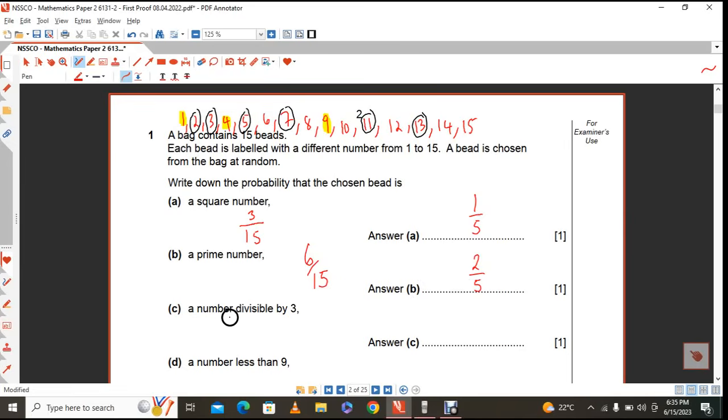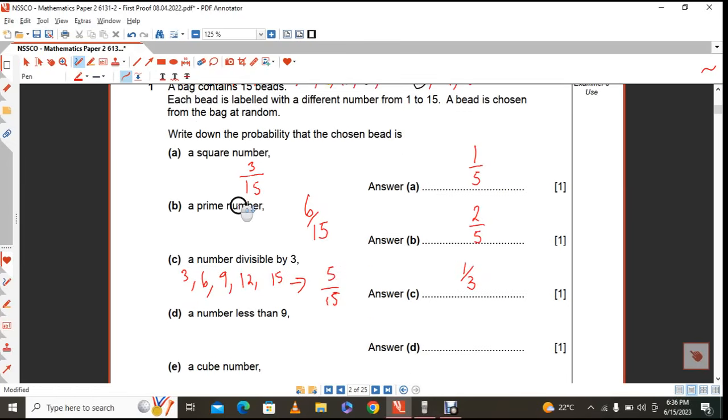The next one, numbers that are divisible by 3, means 3 can go into those numbers without leaving a remainder. Of course, there could be a lot. Let me just write them down. 3 goes into 3, 3 goes into 6, 9 is divisible by 3, 12 is divisible by 3, and 15 is divisible by 3. So you have 5 out of 15 numbers that are divisible by 3. Again, I'll simplify that to a third. 5 goes into itself once, and it goes into 15 3 times. Of course, you can also leave it as 5 over 15, but rather let's simplify that answer.